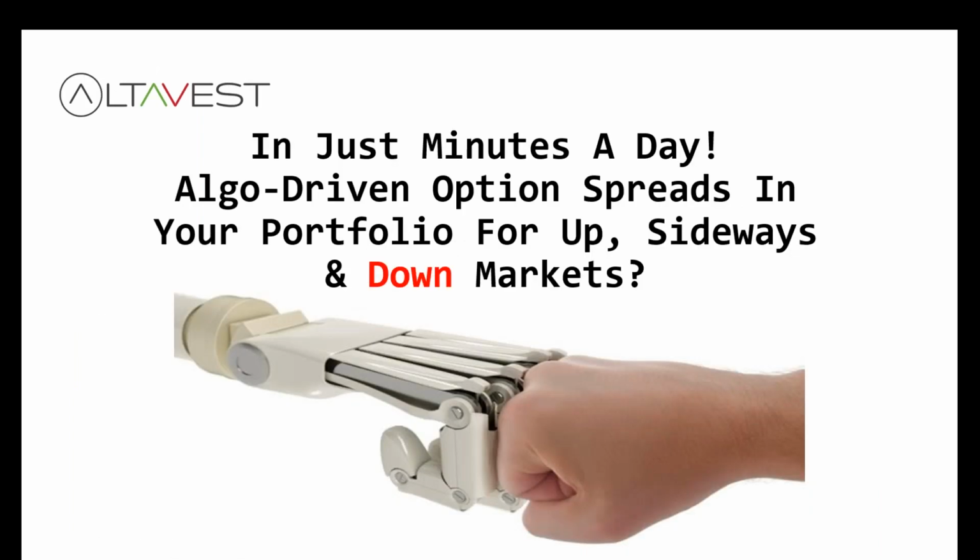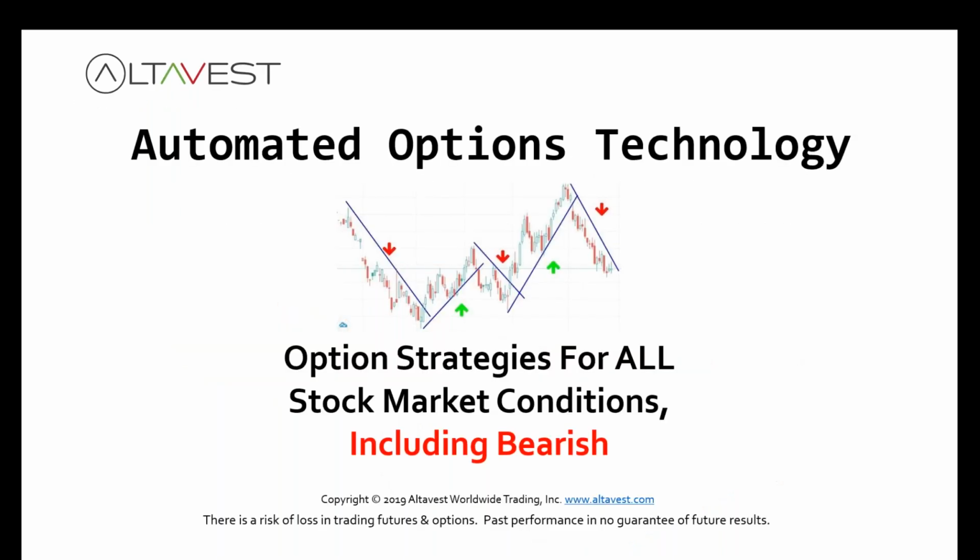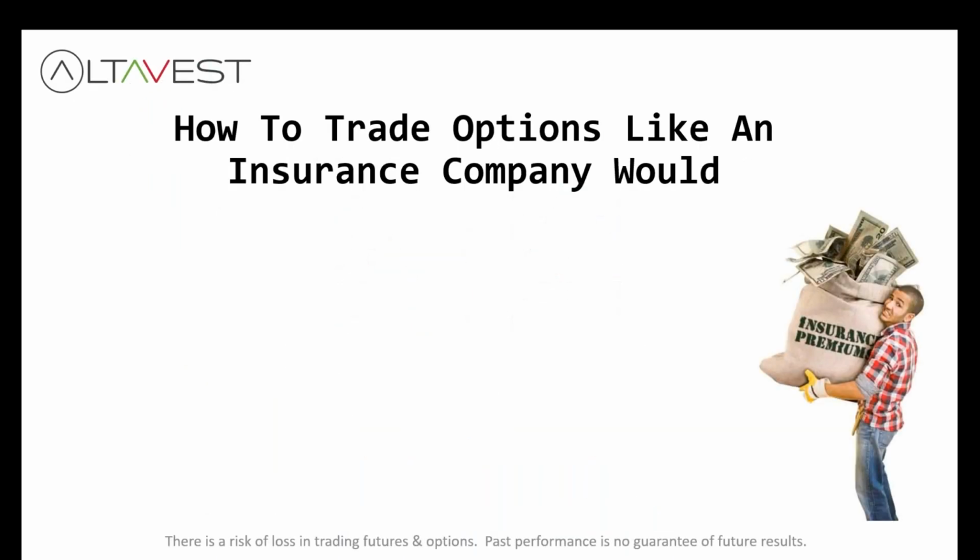So how can you use algo-driven option spreads in your portfolio? We're going to look at strategies for bull markets, bear markets, sideways, consolidating markets, all the above, automated options technology for all those conditions. And before we do that, let's look at a quick background for some context on the types of approaches you might use with what we're going to talk about. How do insurance companies make money? How do they handle risk? You know, how can you trade options like maybe an insurance company might?